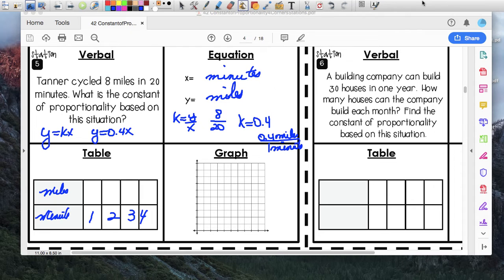Not even a full mile per minute. So in 1 minute, you go 0.4. In 2 minutes, 0.8 miles. In 3 minutes, 1.2. And in 4 minutes, 1.6.